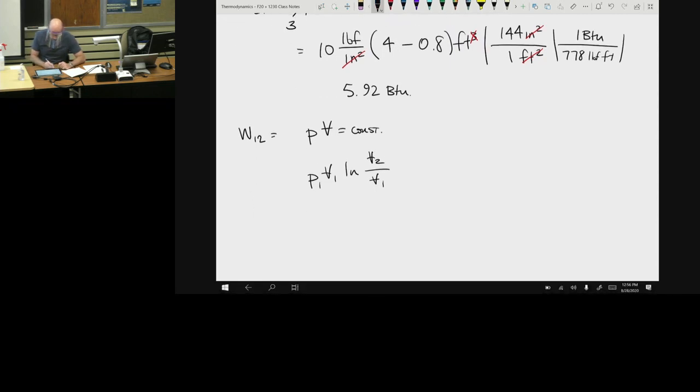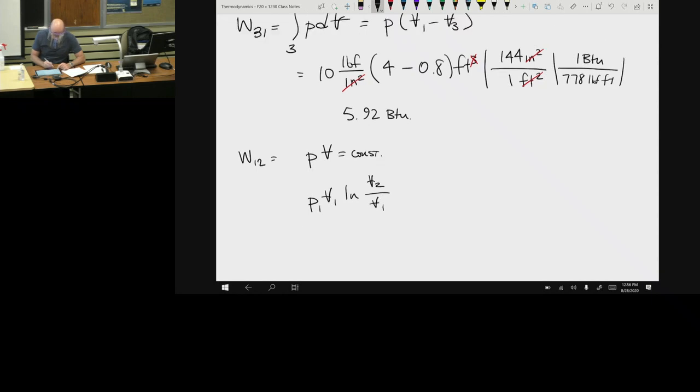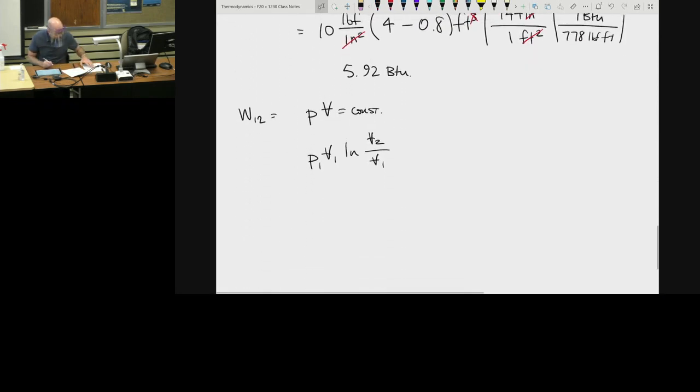Okay, so what is this? P1 V1. Well, if we go up here again, I'll keep it down here, I'll go to my notes here. P1 is 10 psi.